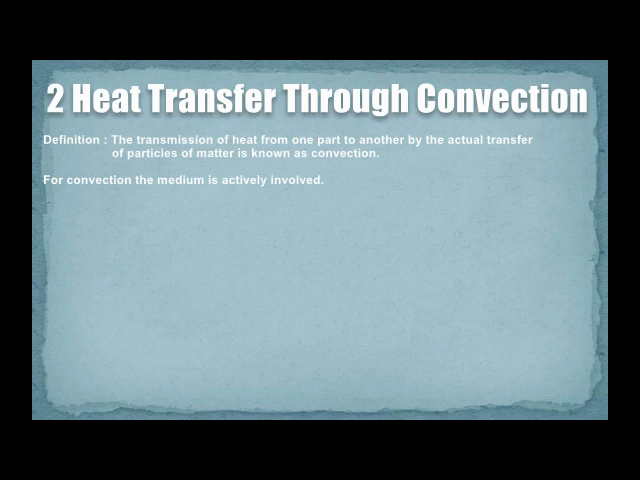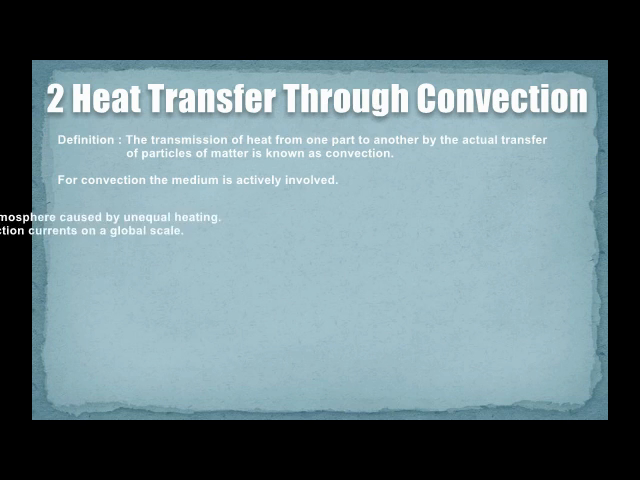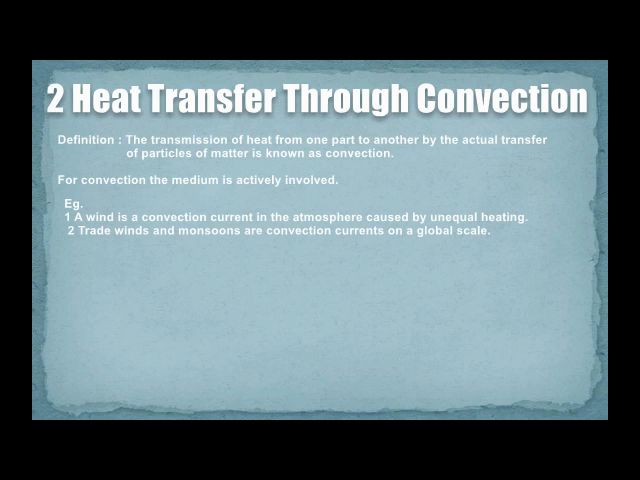Here also, again, as I said in conduction, the medium is actively involved in convection. There are different examples of convection in the environment, like wind, which is a convection current in the atmosphere caused by unequal heating. Another example is trade winds, and the monsoons are convection currents on a global scale.